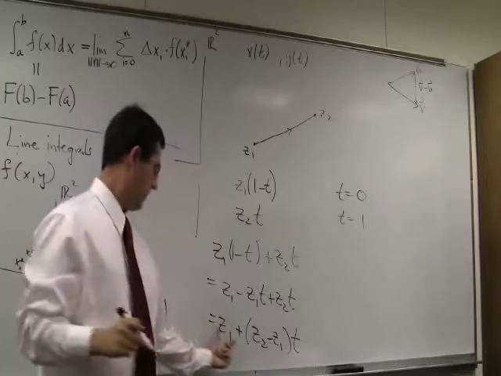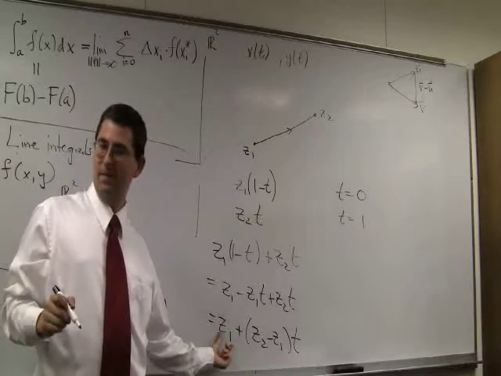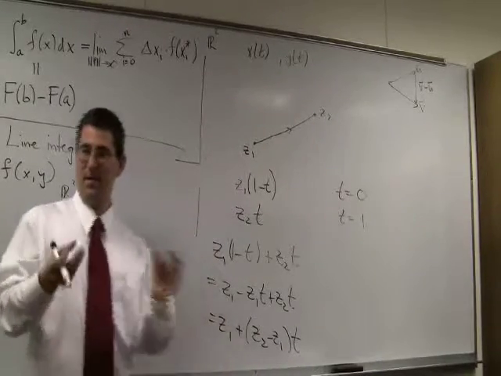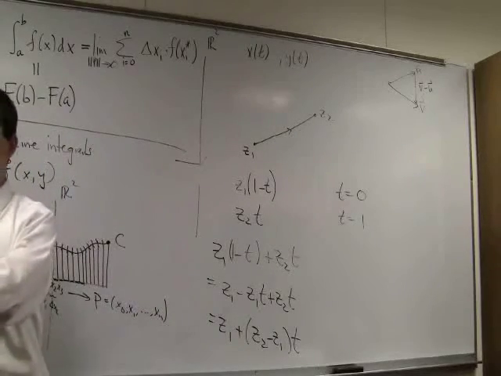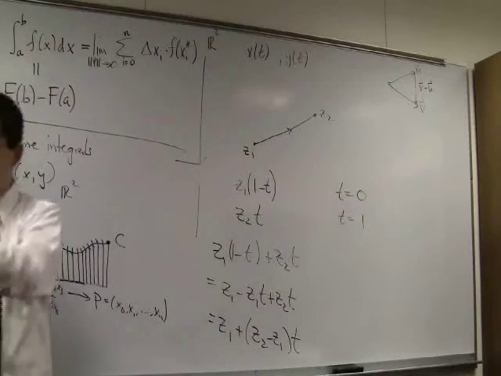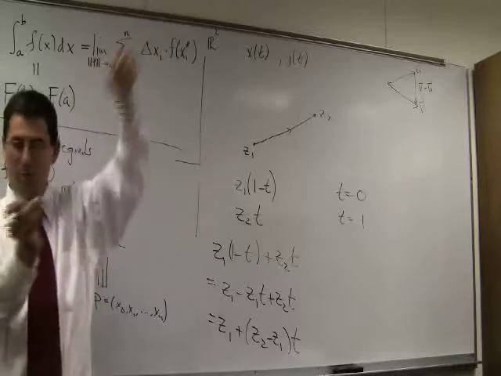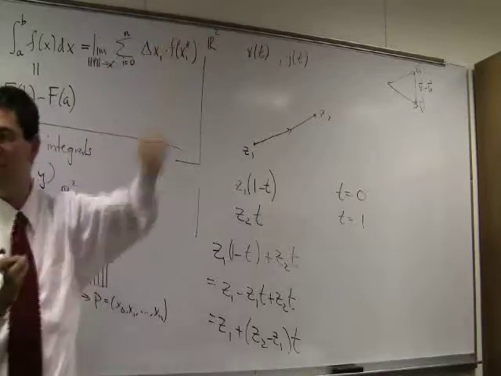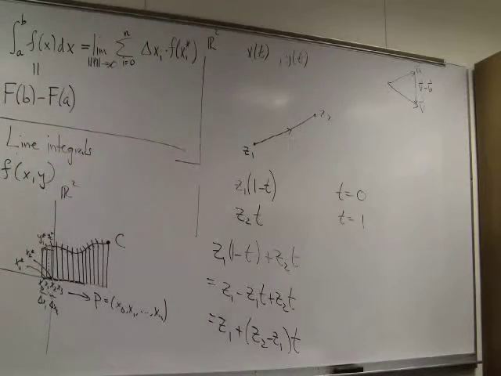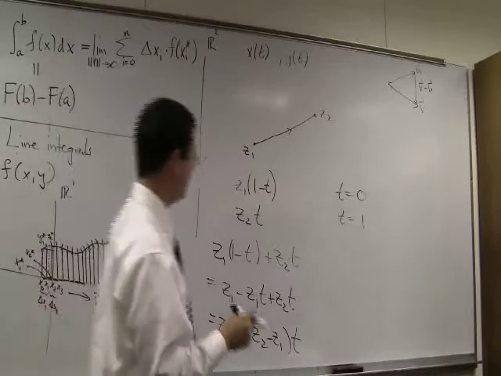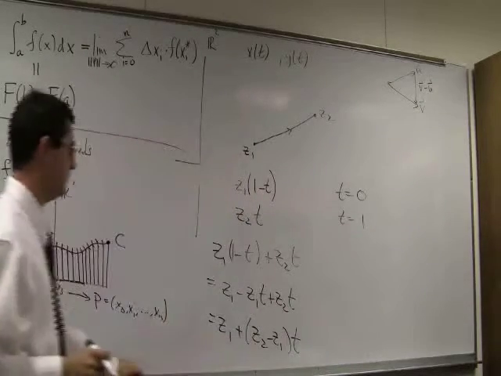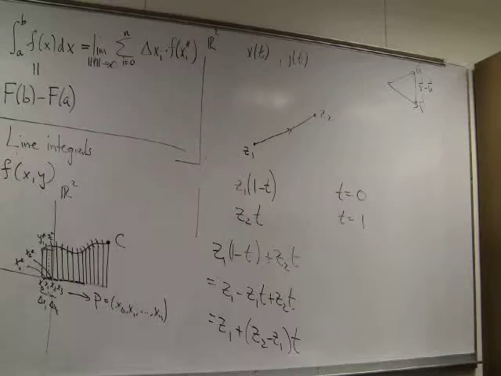And what does this z1 do? Instead of saying start at the origin and follow that vector, start at z1 and follow that vector. Really go from z1 to z2. Okay, so it's a line. Okay, so this is nice.